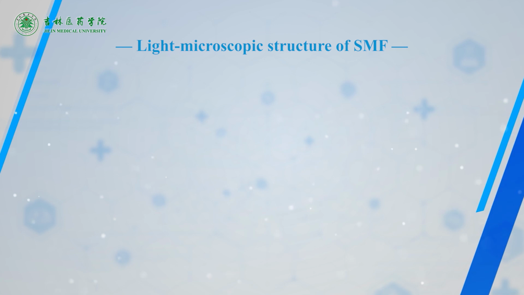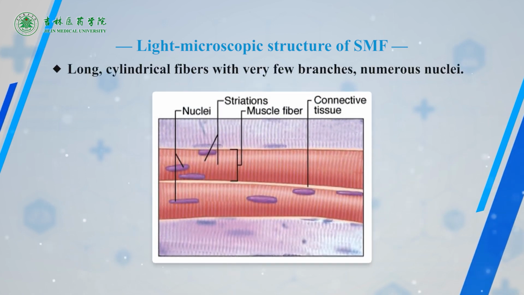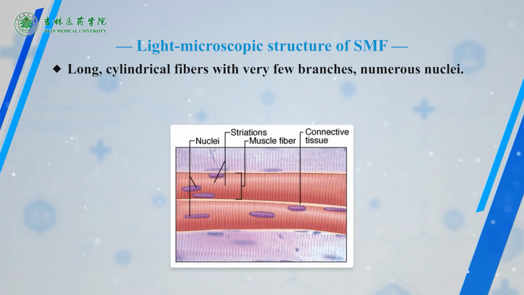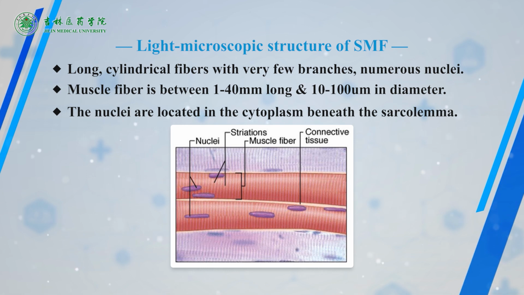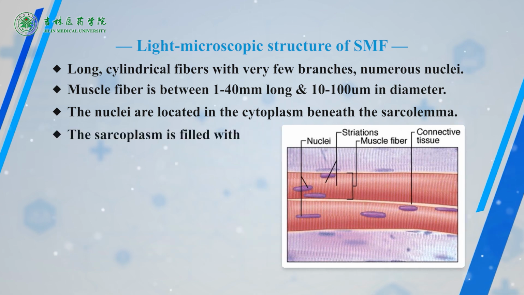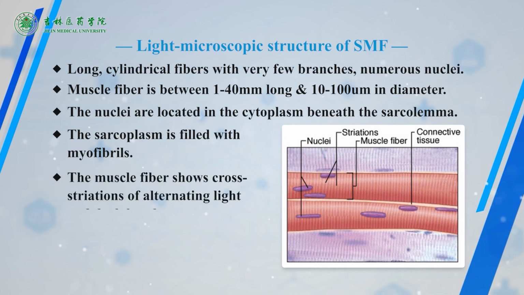Light microscopic structure. Muscle fibers are long cylindrical fibers with very few branches and numerous nuclei. A muscle fiber is between 1 to 40 millimeters long and 10 to 100 micrometers in diameter. The nuclei are located in the cytoplasm beneath the sarcolemma. The sarcoplasm is filled with myofibrils. The muscle fiber shows cross striations of alternating light and dark bands.